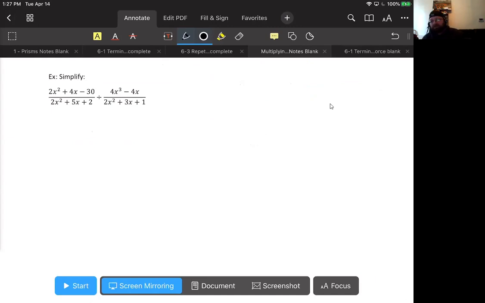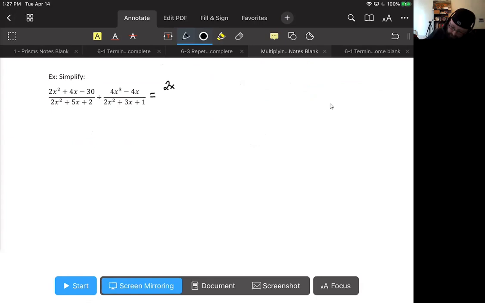Some of these have several steps of factoring in them. It's a division problem, so we do need to start with keep, change, flip. And we actually have an a not equal to 1 factoring in there, which requires factoring by grouping. There's just a lot of different kinds of factoring. So this is as hard as these problems would ever be for you in Algebra 2. So we start off, we do keep, change, flip.